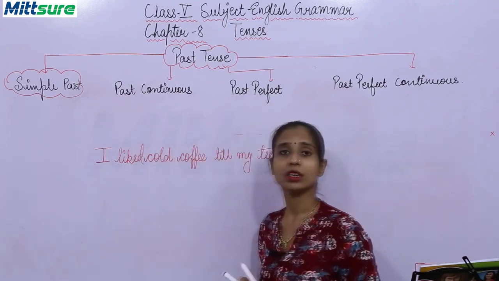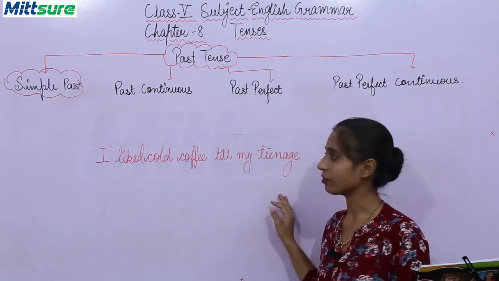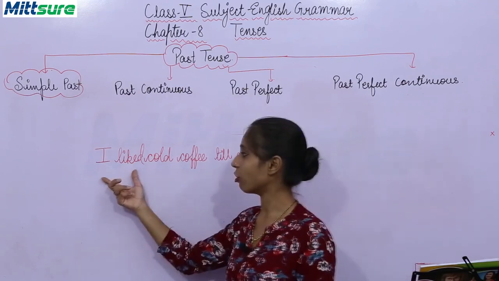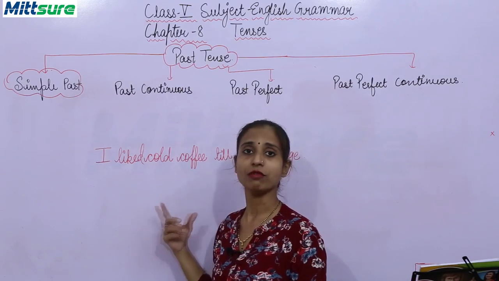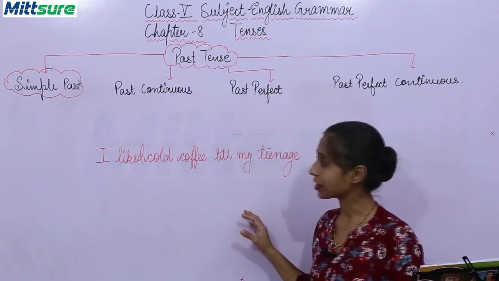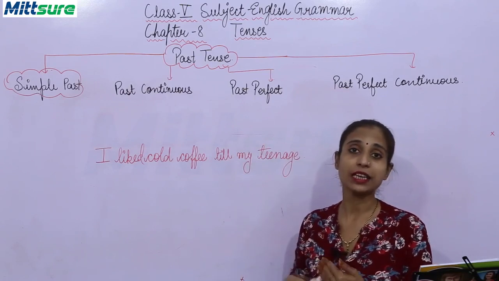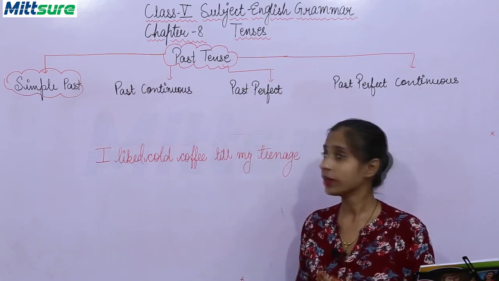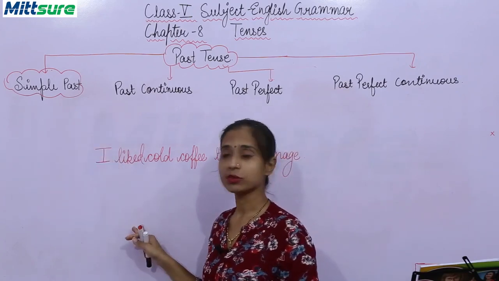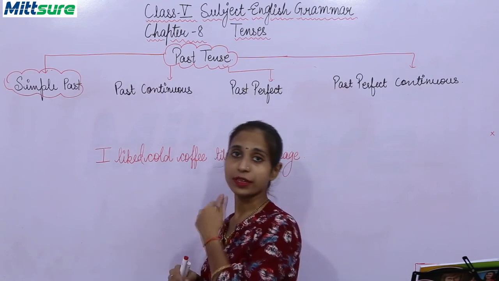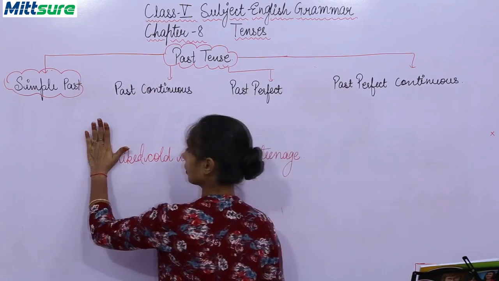Till my teenage, I liked cold coffee. Now, by looking at this sentence, you must have noticed that the verb form has been changed in this sentence. Now we are using verb second form in simple past. Got my point?